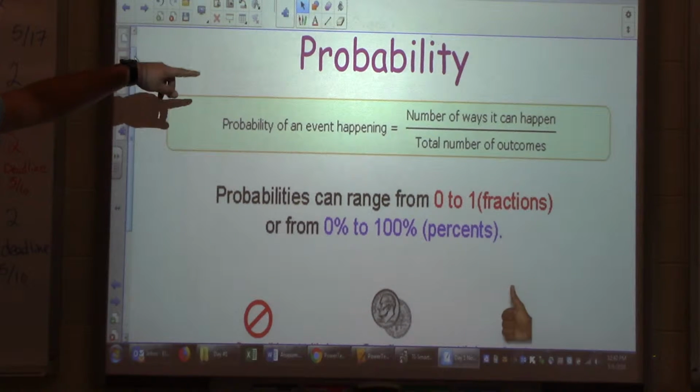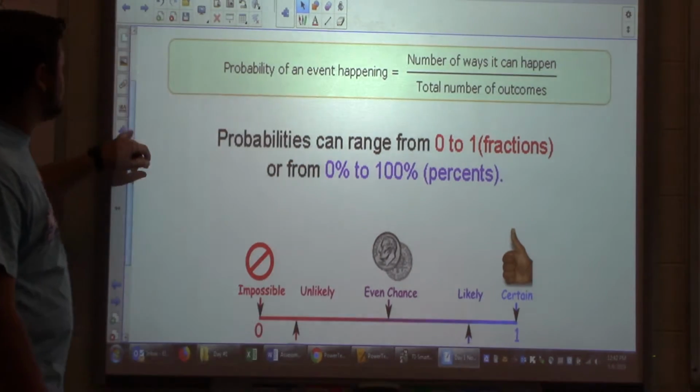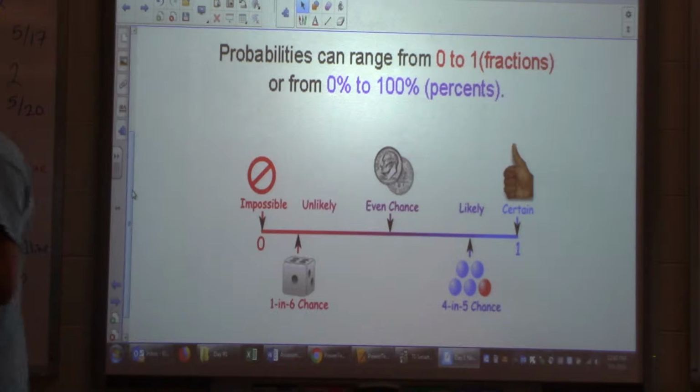First things first, so probability. The probability of something happening is the number of ways it could happen divided by the total number of outcomes. A lot of times people leave things in fractions, which is awesome. Sometimes they'll do probabilities in percentages, sometimes in decimals, all sorts of things. Probabilities can range from 0 to 1 if we're talking about fractions or decimals, and from 0 to 100 if we're talking about percents.